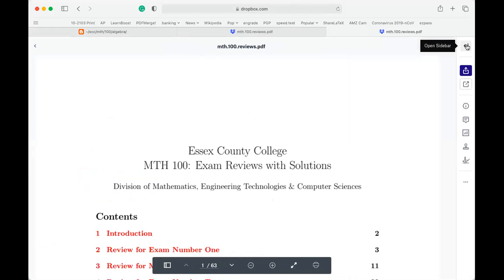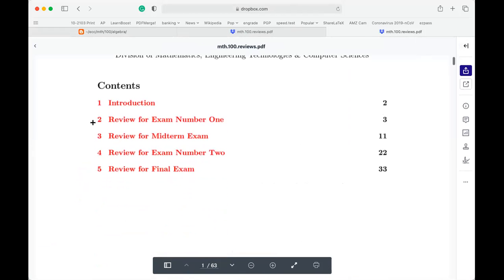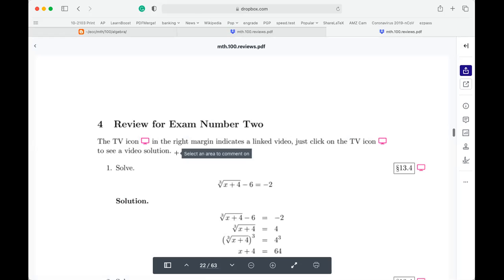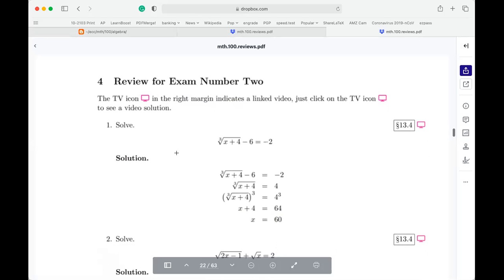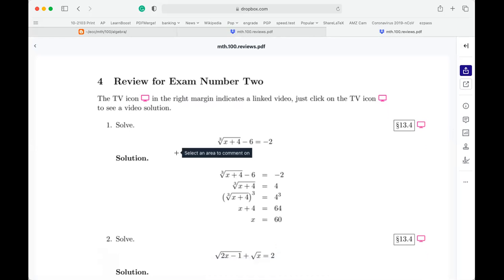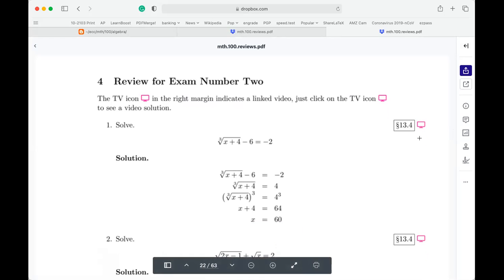Let me just expand it out, get rid of the sidebar. And we've done a review for exam number 1. We've done the review for the midterm exam. And now we're talking about the review for exam number 2. If you click on that, remember things in red on the notes will bring you directly there. And what do you notice over there? Questions very similar to what we've just done. You can print this out. I do recommend it. They have solutions in here. They have a section number that corresponds to your textbook, and they have a video over there. I would recommend doing it.